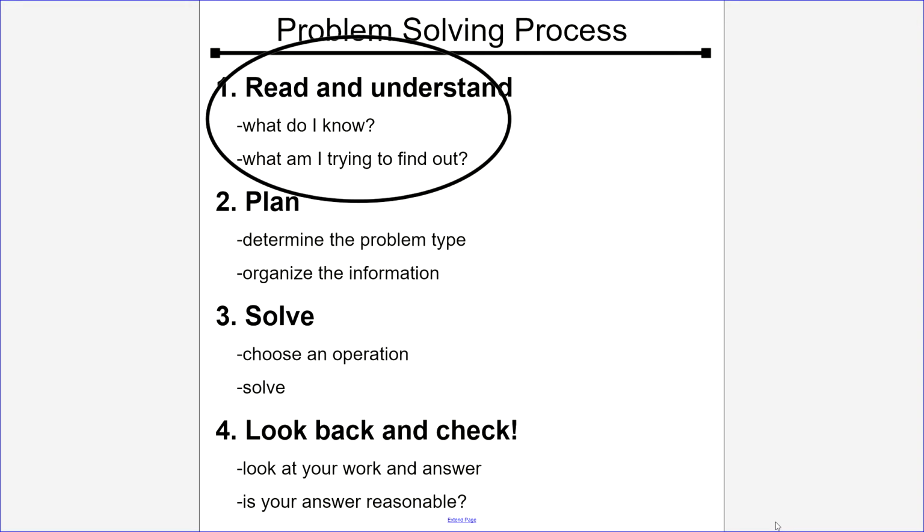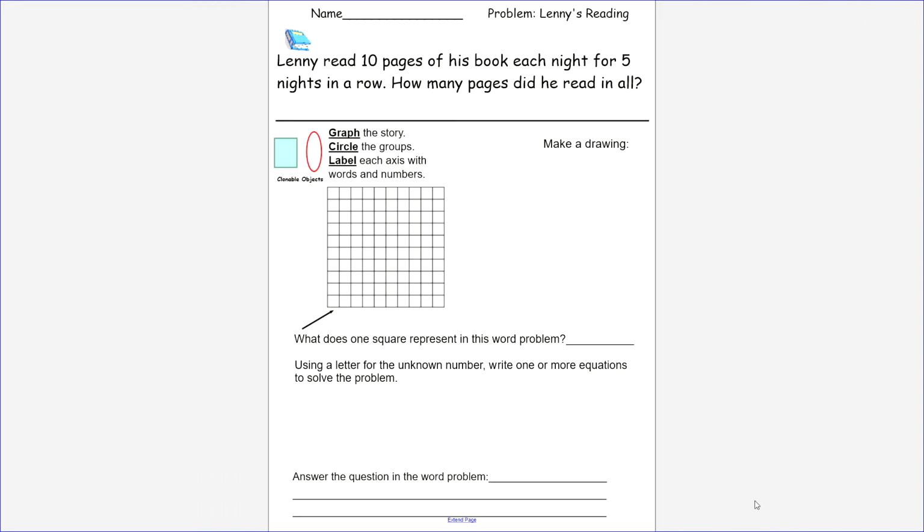Let's go ahead and start by reading and understanding our problem. Here's the problem. Lenny read 10 pages of his book each night for 5 nights in a row. How many pages did he read in all? Well, I can see that one piece of information is that he read 10 pages of his book. Now, in a repeated addition problem, there's an action and there's a time or how often something happened. Well, if he's reading 10 pages of his book, that's an action. That's something he's doing.